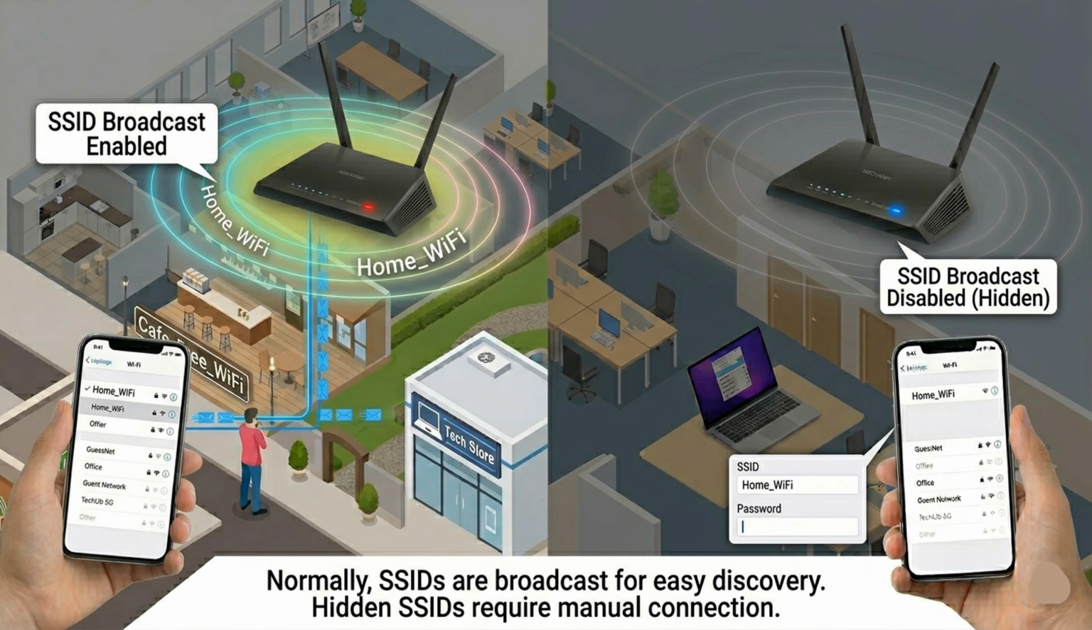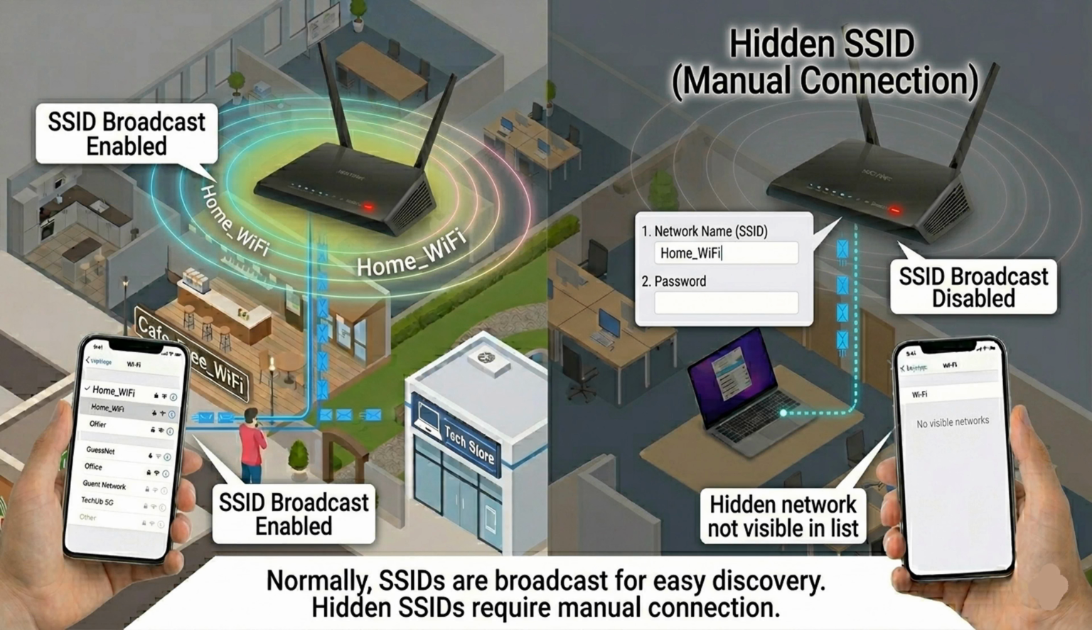How a hidden SSID works. Normally, an access point broadcasts its SSID. Stations or devices can easily discover and connect. With a hidden SSID, the SSID broadcast is disabled. Stations or devices must manually enter the network name to connect.